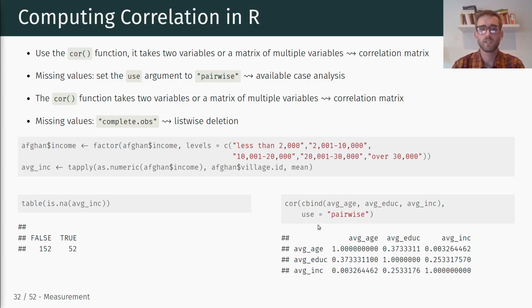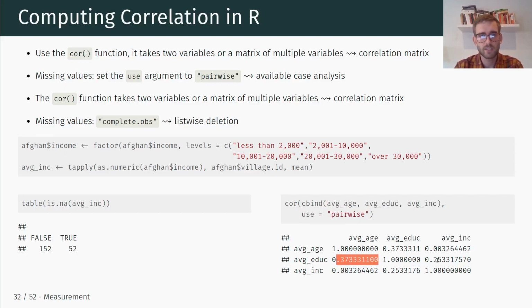So if we now look at the correlation matrix between those three variables, the average age, average education, and average income, this is now a matrix as an input to this correlation function, and we include the option use equals pairwise. Then basically all observations that, if we're looking at the correlation between income and the other two variables, then these missing values on income are excluded, but that does not mean that these observations are also excluded if we're just looking at the correlation between age and education, for example, here.